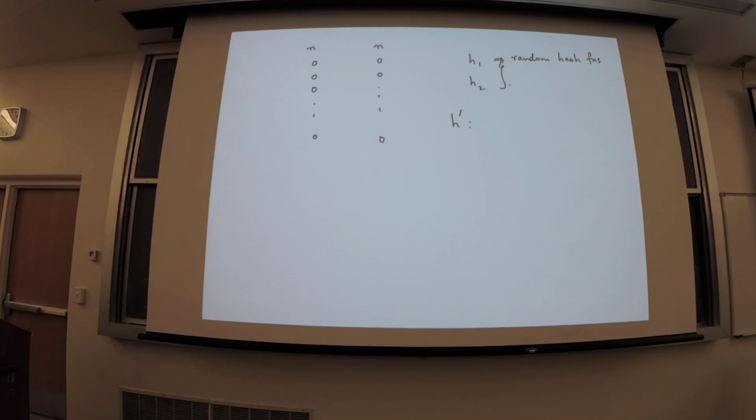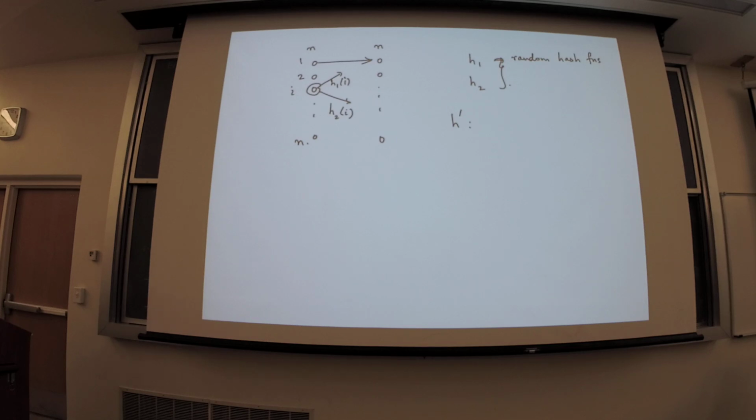You define it one by one, for integers 1, 2 up to n. So 1 you hash it using, let's say, h1. And now each time you want to hash, let's say, element I, look at h1 of I and h2 of I.